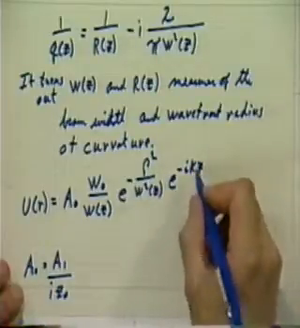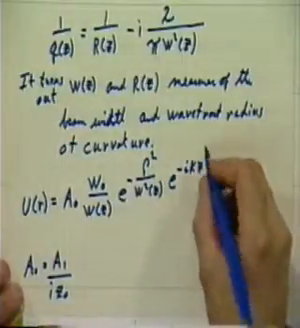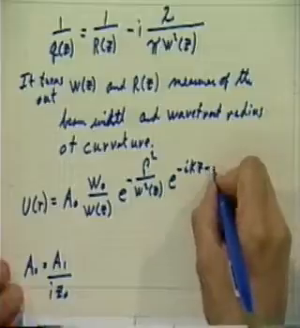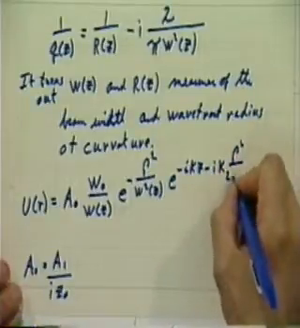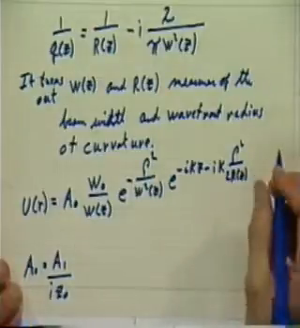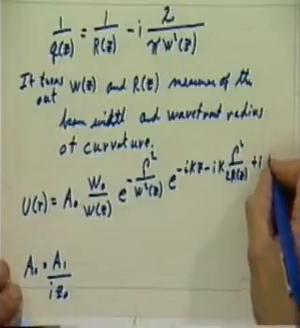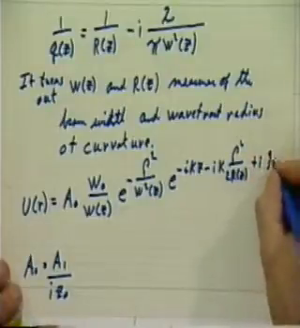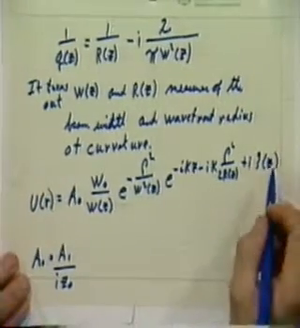So that will just be a phase due to propagation along the z-axis. And then minus i k rho squared over 2r of z, so that's a parabolic phase. And then there's another phase term, which I'm going to rename squiggle, of z here.